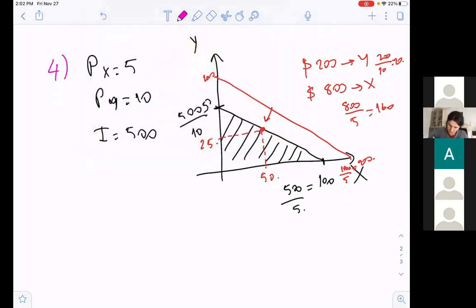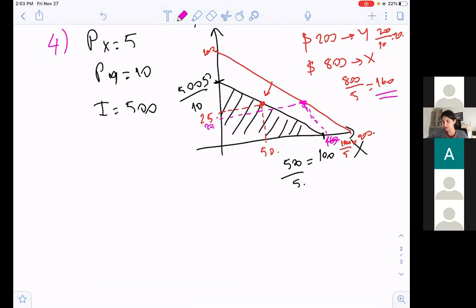So the optimal choice is somewhere here. Tam olmadı, 160, so it's going to be 160. This should be beyond this point, but sorry about that. Okay, it's 160, something like this. Then with this optimal choice, what can you say about whether X is normal or inferior? Is X a normal good?